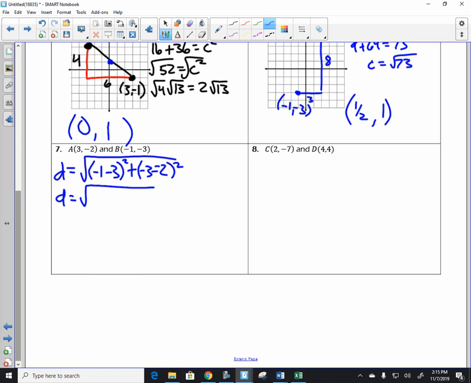-1 minus 3, -4, squared is 16. Folks, this is what drives me nuts, is when you do this and you don't put 16, what do you put? You put 16, okay? When you square something, it becomes positive. So that's an easy way to get a problem wrong, is to throw a negative on there. You square something, it's going to be positive. Plus, -3 minus -2, I got to add the opposite. Squared. So it looks like the distance is the square root of 17.